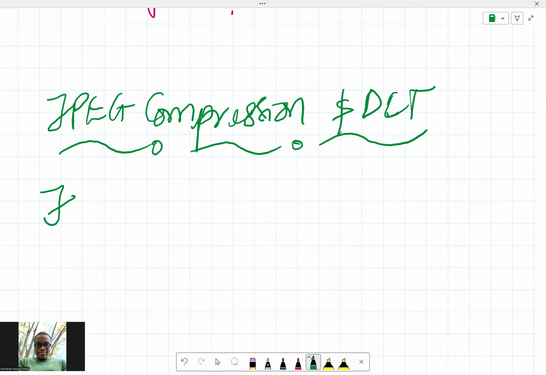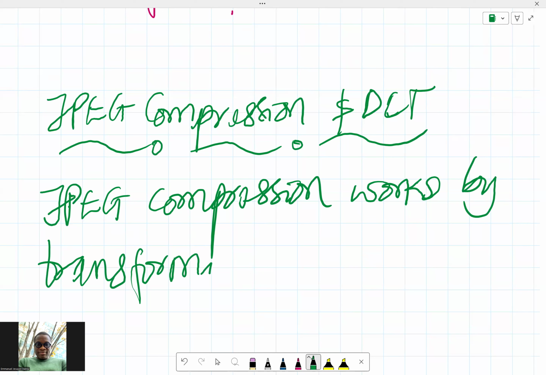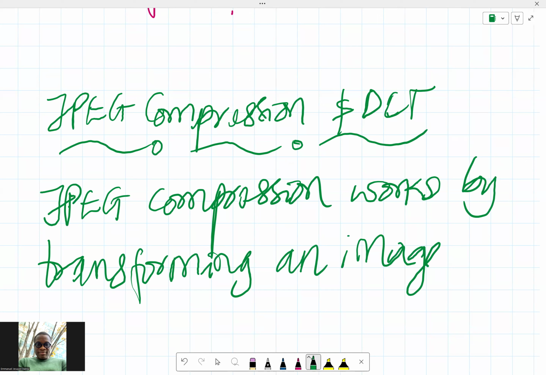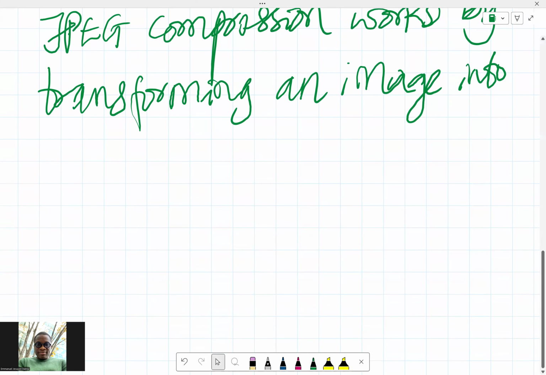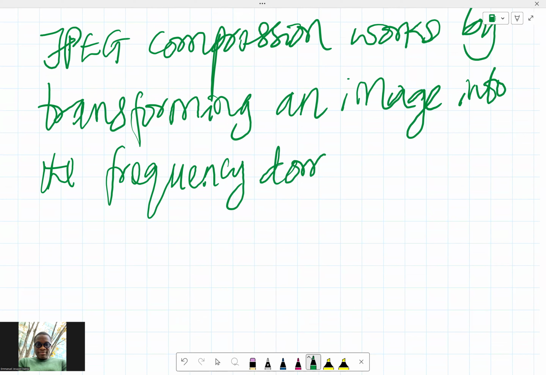Okay, so JPEG compression works by transforming an image into the frequency domain using the DCT.